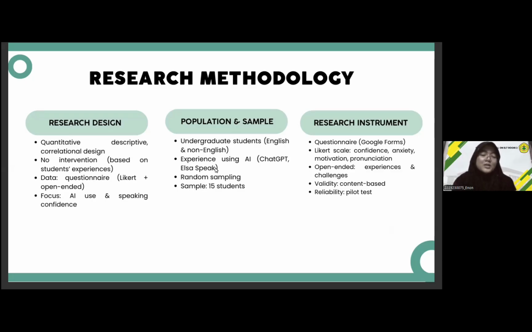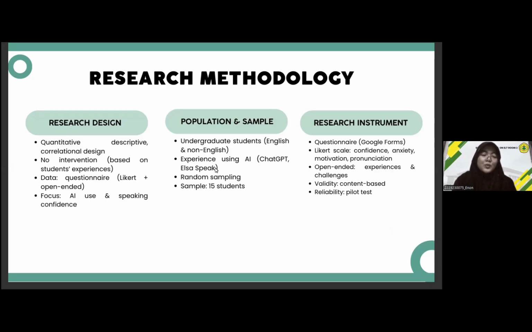The population and sample. The population of this study consists of undergraduate students from both English and non-English study programs who have experience using AI-based speaking partners. The participants come from different semesters, genders, and levels of familiarity with AI tools. This study uses random sampling, which means every student has an equal chance to be selected.